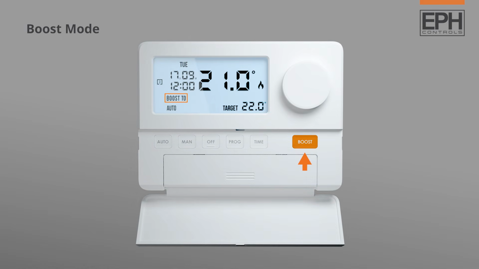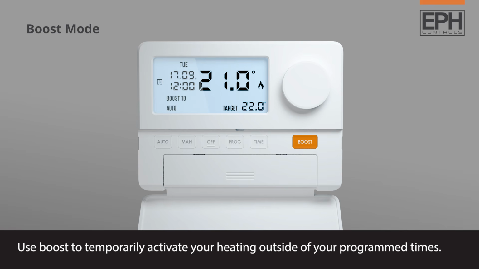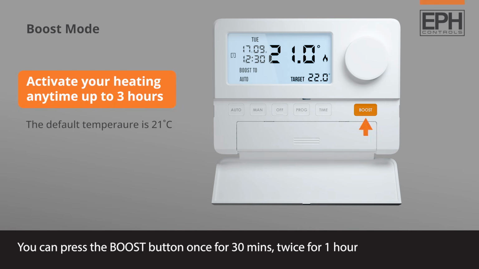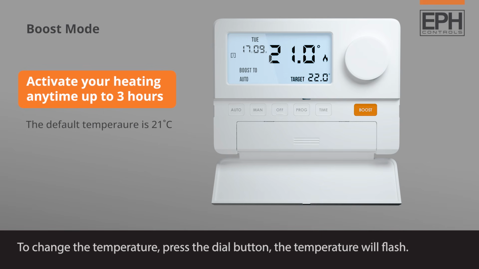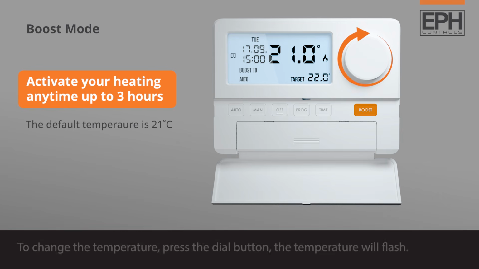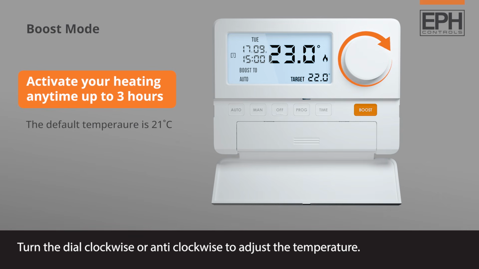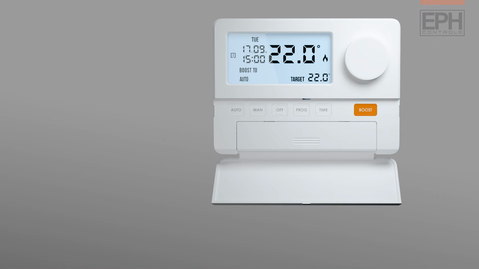Boost mode. Use boost to temporarily activate your heating outside of your programmed times. You can press the boost button once for 30 minutes, twice for 1 hour, 3 times for 2 hours or 4 times for 3 hours. The default temperature is 21 degrees Celsius. To change the temperature, press the dial button. The temperature will flash. Turn the dial clockwise or anti-clockwise to adjust the temperature.